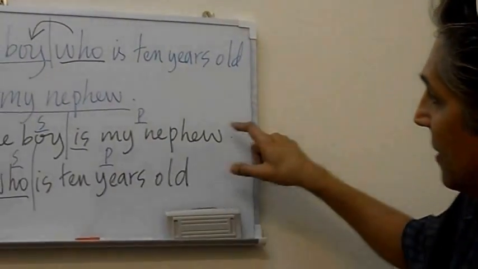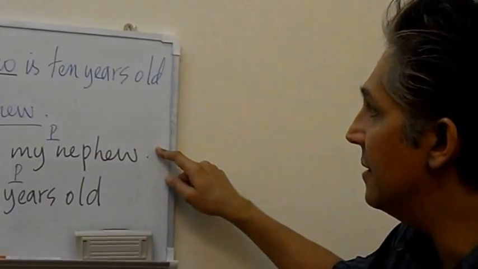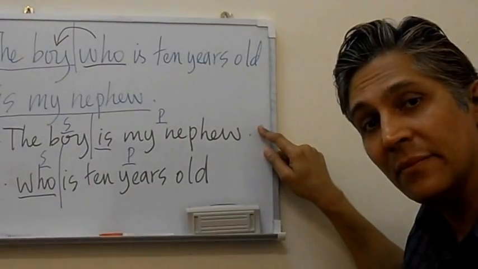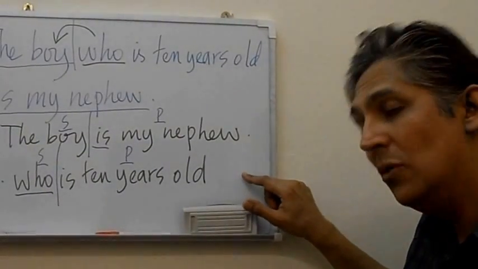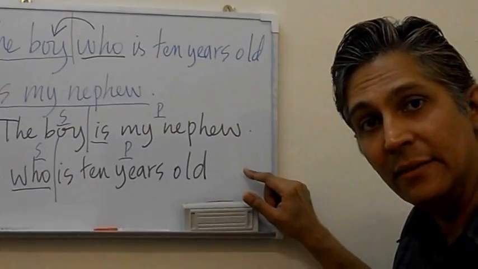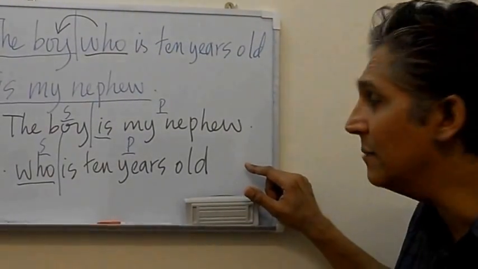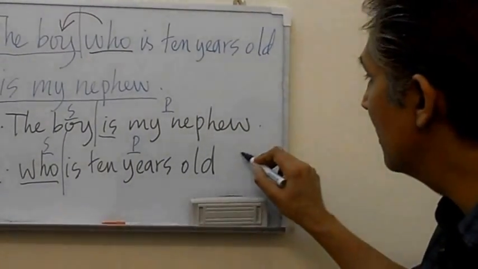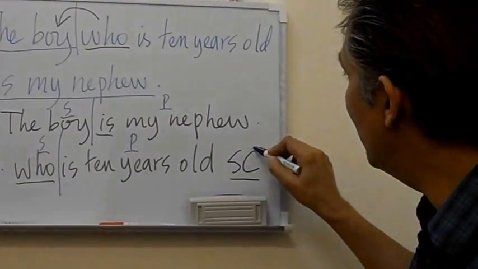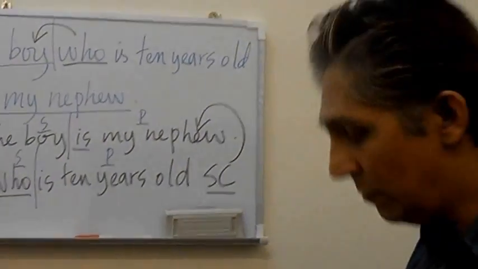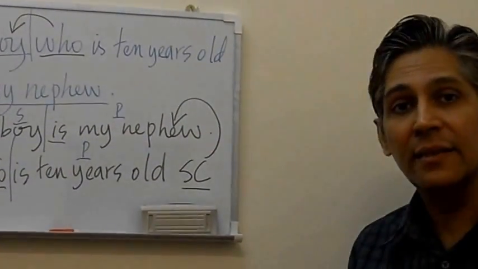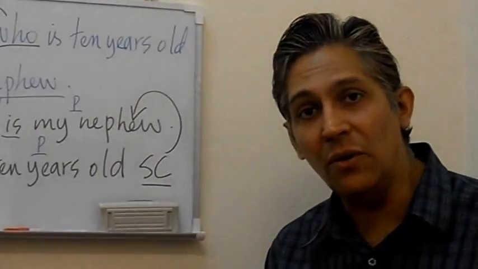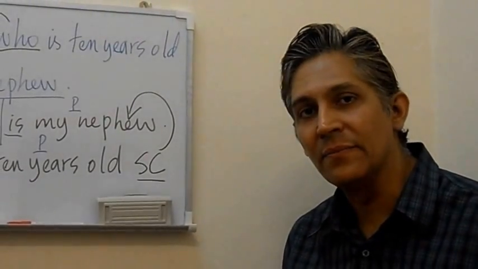Now there's a difference between the first sentence and the second sentence. The first sentence, if it were to stand on its own, makes complete sense. But if I were to say to you, who is 10 years old, you'll be wondering, what do I mean by who is 10 years old? It doesn't make complete sense. Therefore, it is called the subordinate clause. And it is dependent on the main clause to make the meaning of the sentence clearer. And this sentence structure in the English language is called a complex sentence.